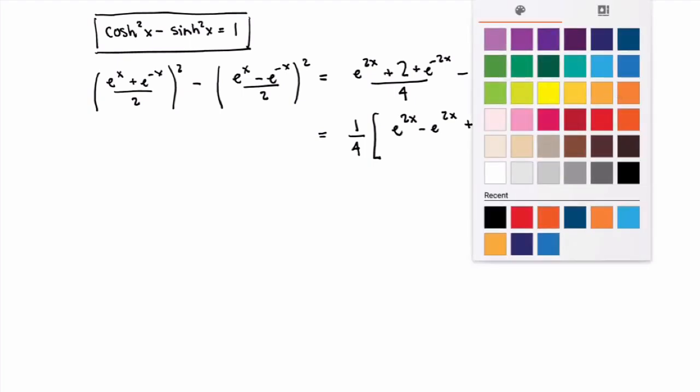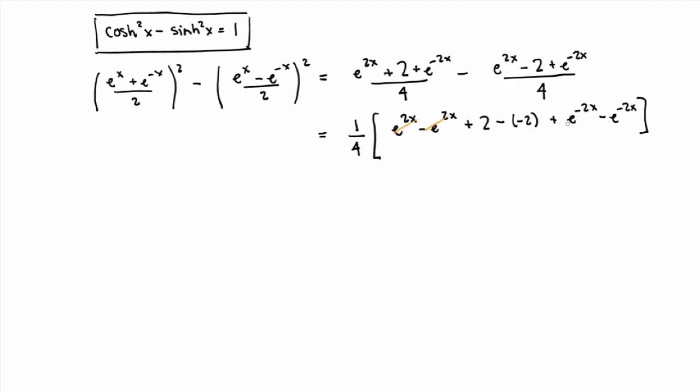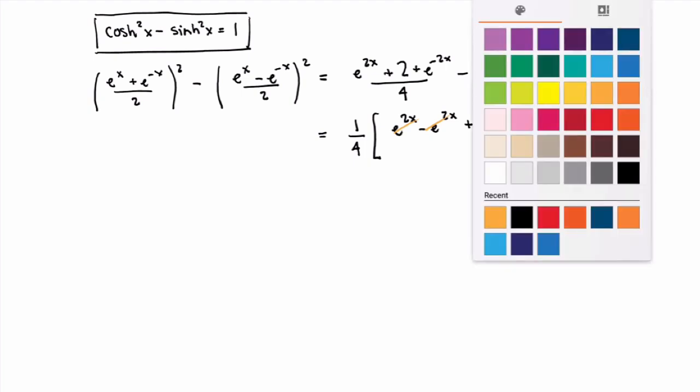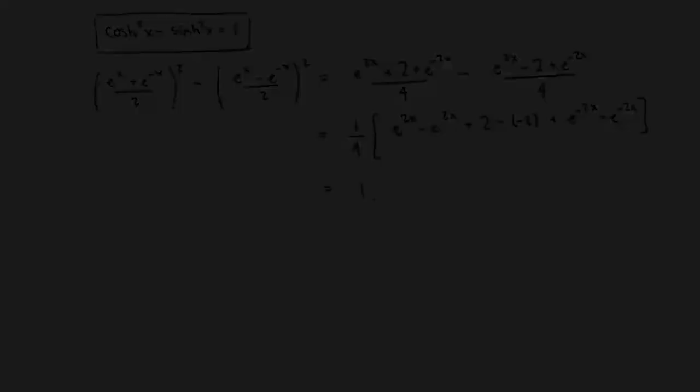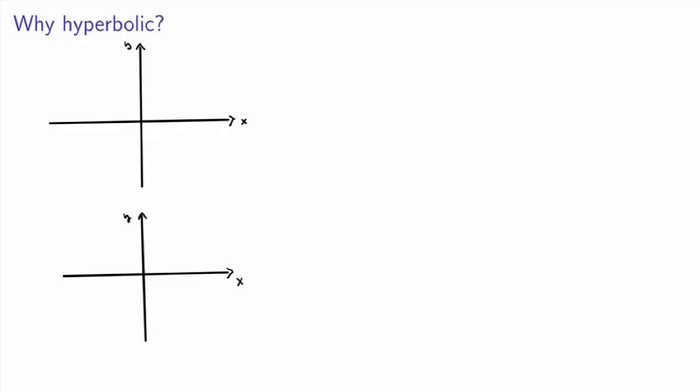Now you see what happens. These two cancel, these two cancel. I get 2 plus 2, so I get 4 over 4, which is precisely equal to 1. So that proves this identity. And you can do a very similar calculation to prove all of the other identities that I showed on the previous slide. All right, so let me end this video by explaining why we call these functions hyperbolic.